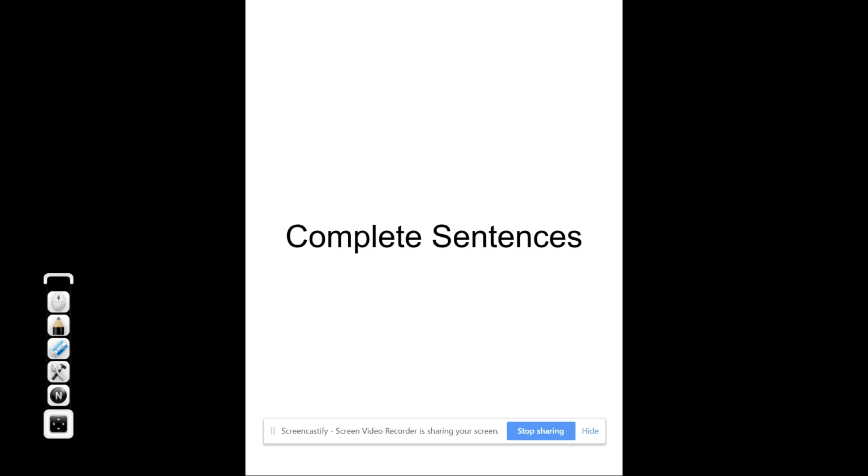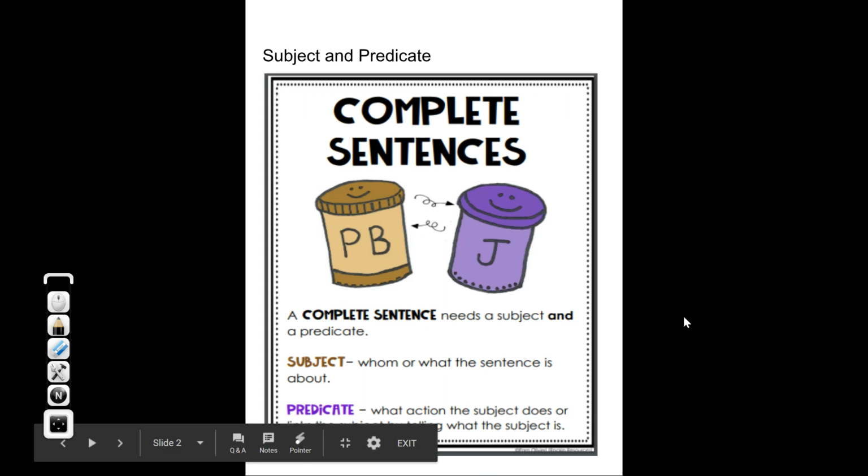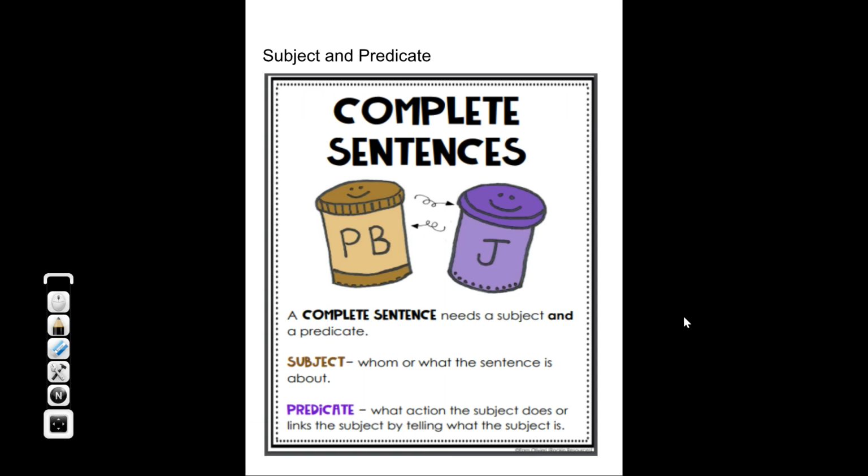So here we have our complete sentences video. So just a review, our complete sentences are made up of two things, okay? And they can be longer. It doesn't have to be just this, but our complete sentences are made of two things. They are made of a subject, which is whom or what the sentence is going to be talking about, and a predicate. The predicate is the action that that subject is doing. It links to the subject by telling what the subject is.